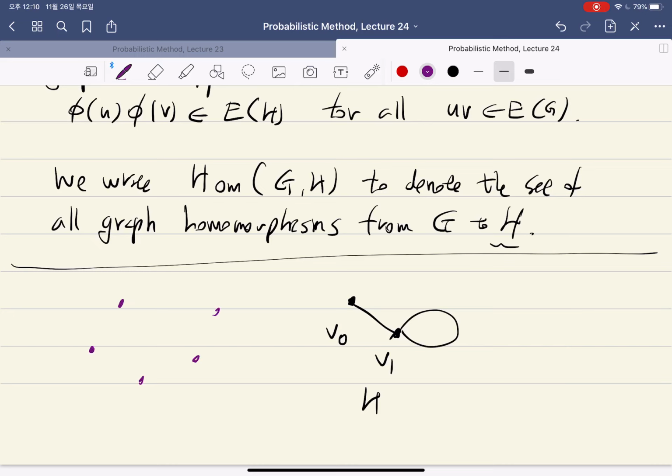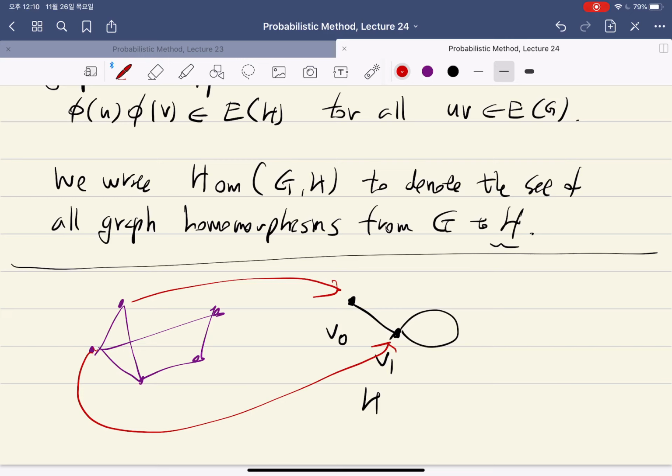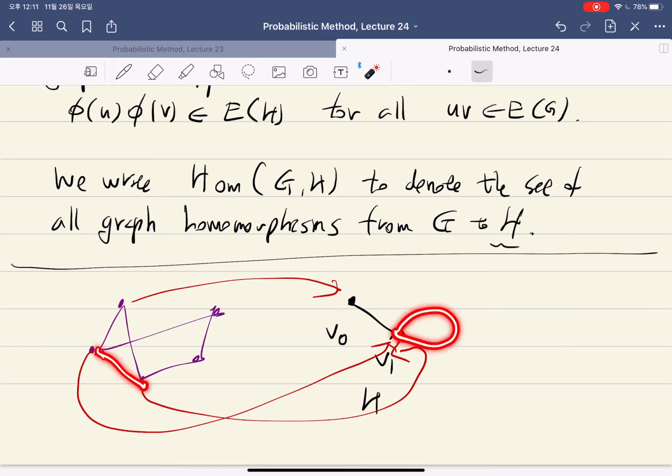And let's say you have a graph G. Then let's say you consider some homomorphism. You map this here, then this has to be mapped here. And in order to preserve these two as an edge, this has to be also mapped to B1. Now, because of the loop, B1 and B1 are adjacent, so this edge can be mapped to here. And let's say this maps to here, and this maps to here.